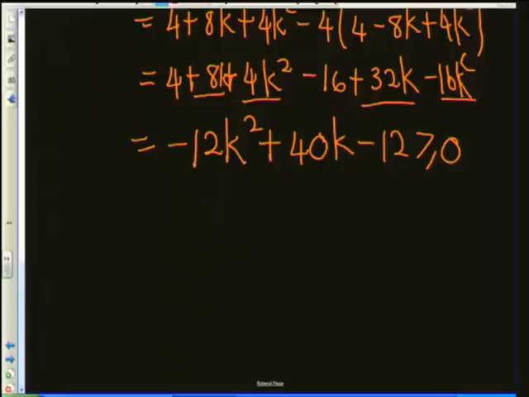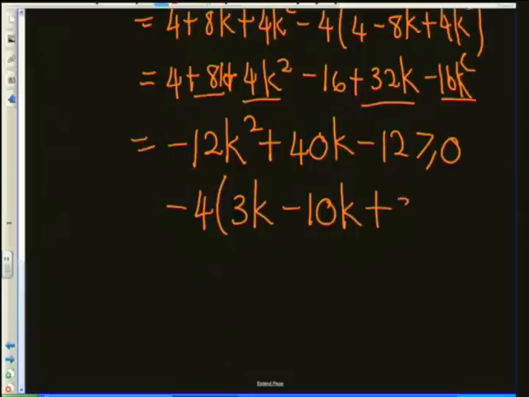Right, so let's take out the highest common factor here, and it looks like it's going to be, if we take out a 4, I'm going to take out a negative 4, and I'm going to be left with 3k squared minus 10k plus 3 is greater than or equal to 0. Let's check if that's right. Yes, that looks okay.